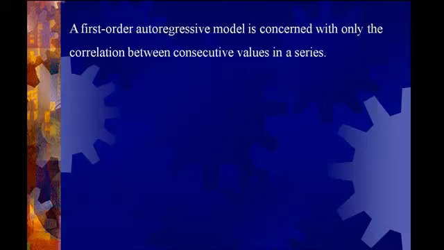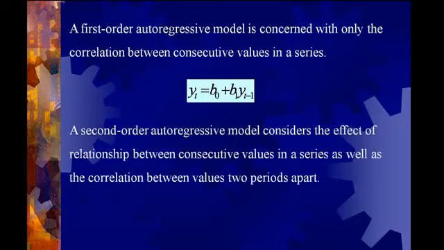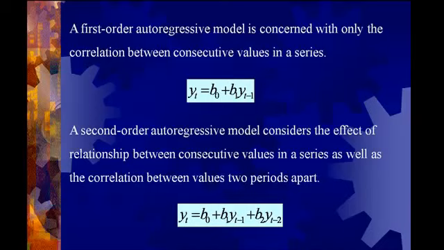A first order autoregressive model is concerned with only the correlation between consecutive values in a series, so just looking at what happened one period back, with just t minus 1 only. A second order autoregressive model considers the relationship between consecutive values, just one period back, as well as the correlation between values 2 periods apart. So it looks like that, right?